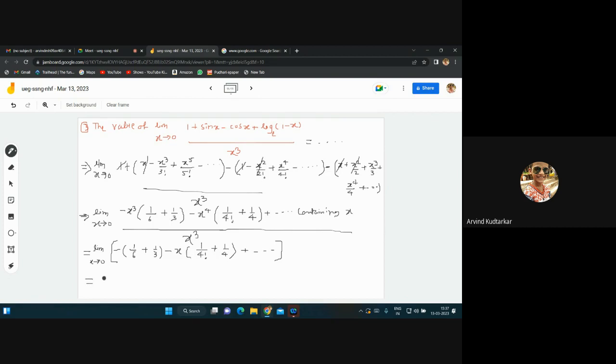Which term will remain? Minus times into 1 by 6 plus 1 by 3, multiply and divide by 2: 2 into 3 is 6, 2 plus 1 is 3, 3 by 6, and minus 3 by 6 means minus 1 by 2. So minus 1 by 2 is the correct option.